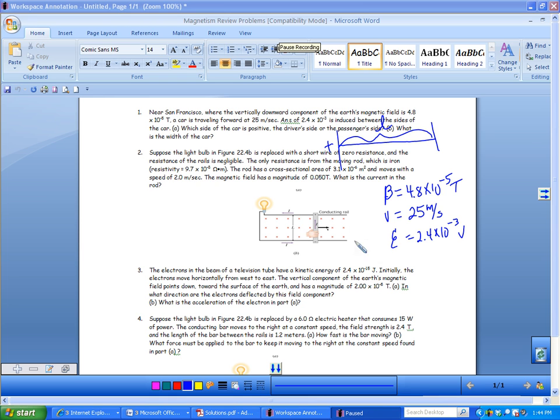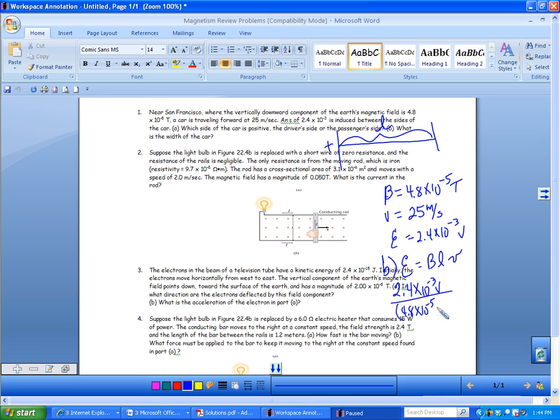Okay, now we got to do part B. Part B wants to know what is the width of the car. Well, you have an equation that says that EMF is equal to BLV, and your EMF was given to you as 2.4 times 10 to the minus 3 volts. I want to divide that by my B, which is 4.8 times 10 to the minus 5 Tesla. And then I want to make sure that I include the 25 meters per second. So there's my L, my width of my car. My L is going to be 2.0.